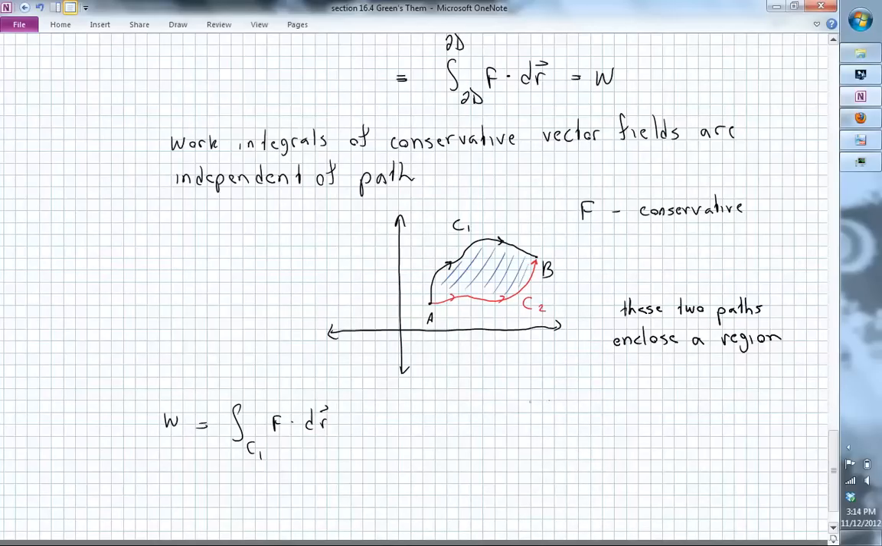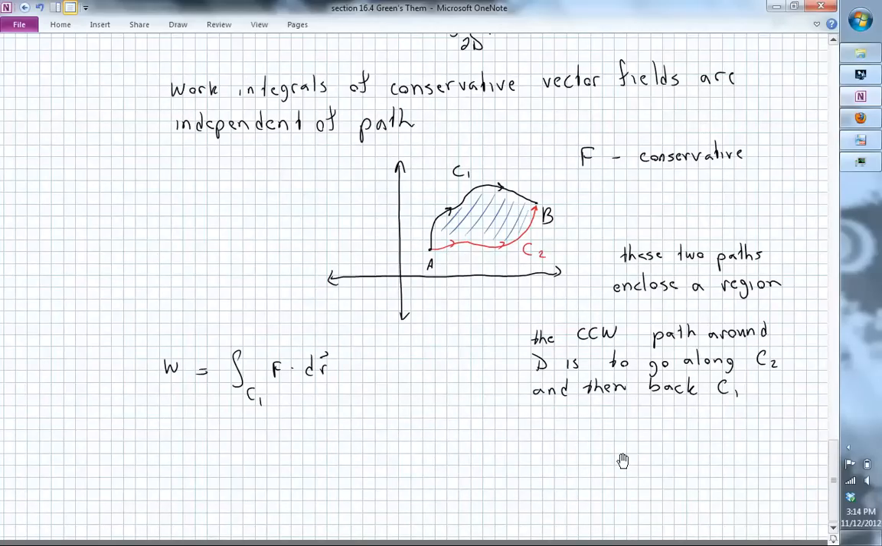And the way that we write that, the CCW, that's counterclockwise, boundary path around D is first to go along C2 and then back along C1. We actually have a notation for that. It's not in the book, but we do have a notation for that. What we will call that path is C2 minus C1.